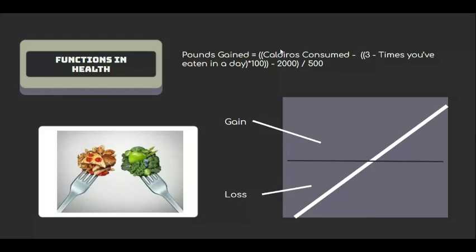Let's say you ate 2,000 calories. You would subtract 100 from it and get 1,900. Then you subtract 2,000 from that, so you would get negative 100, divided by 500. That would mean you would lose 1/5 of a pound. So, that's pounds.